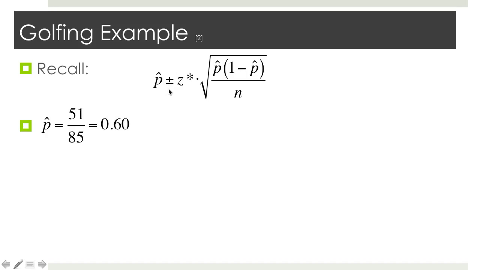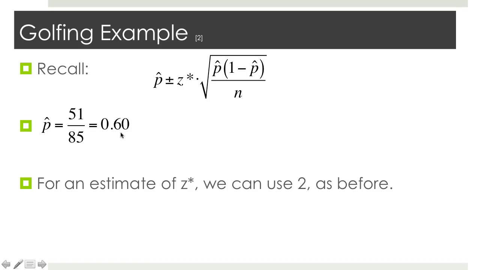In this case, our sample proportion, the proportion of successes over the total number in the sample, is 51 out of 85, which is conveniently 0.6. Now, since we're looking at the 95% confidence interval, and we are assuming we're on the normal curve, we're going to use the value of z star to be 2 as a real rough estimate, just like we did in a couple of videos before. Again, keep in mind that this is just a rough estimate. Better estimates can come from using 1.96 or from using technology.